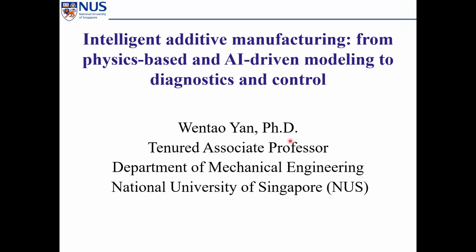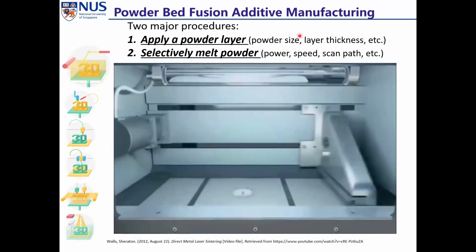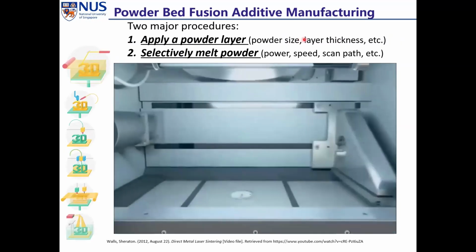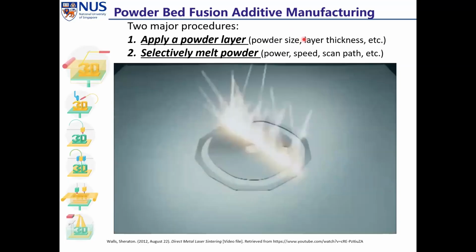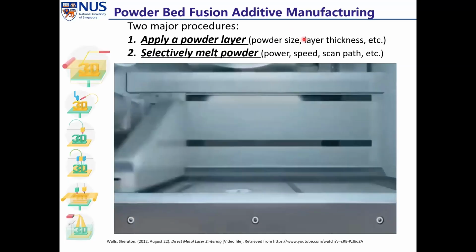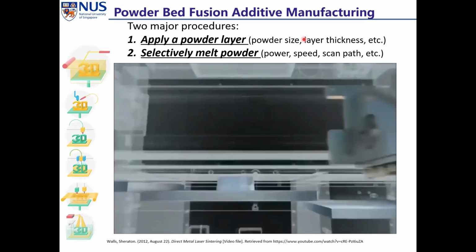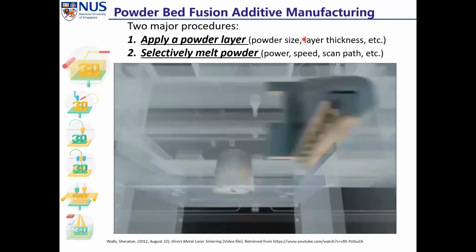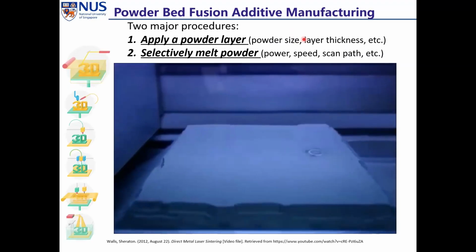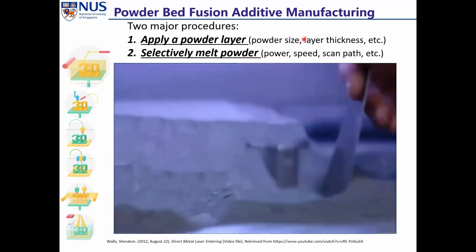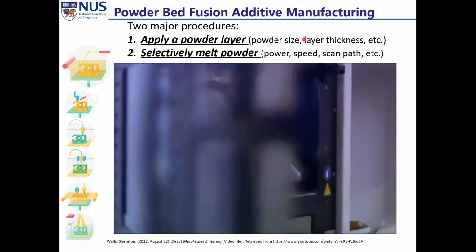So today I'll mainly talk about our work on modeling of additive manufacturing, from physics-based to AI-driven modeling. Today I'll mainly talk about this most popular additive manufacturing technique called powder bed fusion. So the basic idea is very simple. Just apply one powder layer, and then the second step is to selectively melt the powder. So actually, it's a 3D accumulation of 2D cross sections. That's the basic concept, right?